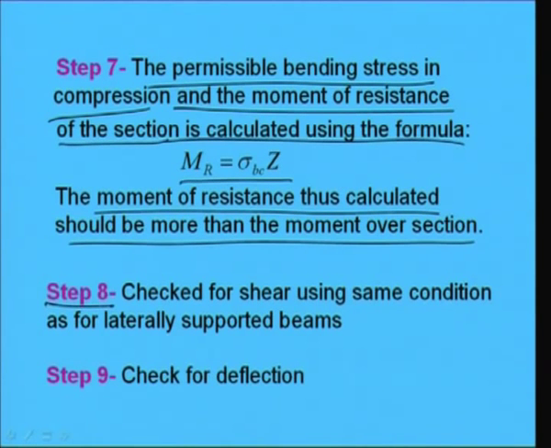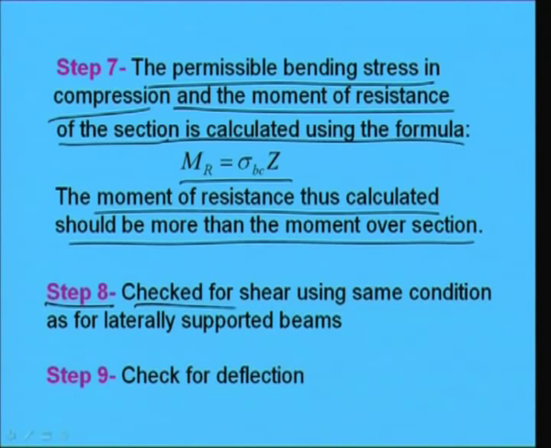Next step is step 8. Once we find a suitable section from the bending moment point of view, we can go for checking of shear. How do we check shear? As we have done earlier, we will find the maximum shear, then find the average shear stress that is developing, and the allowable shear stress. We have to check whether it is less than that or not, and act accordingly.